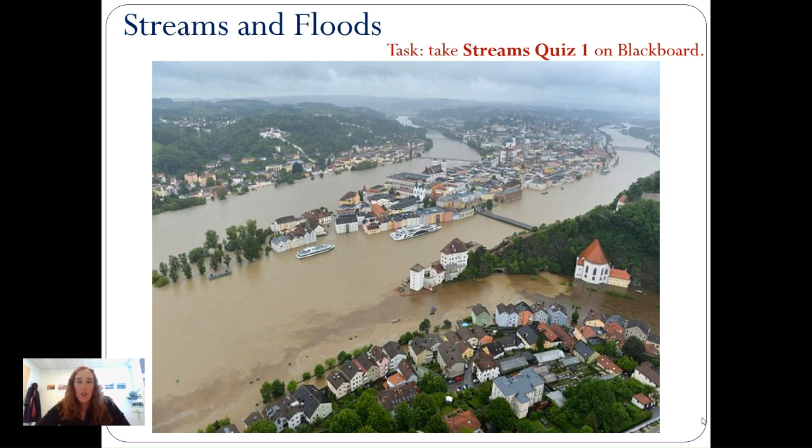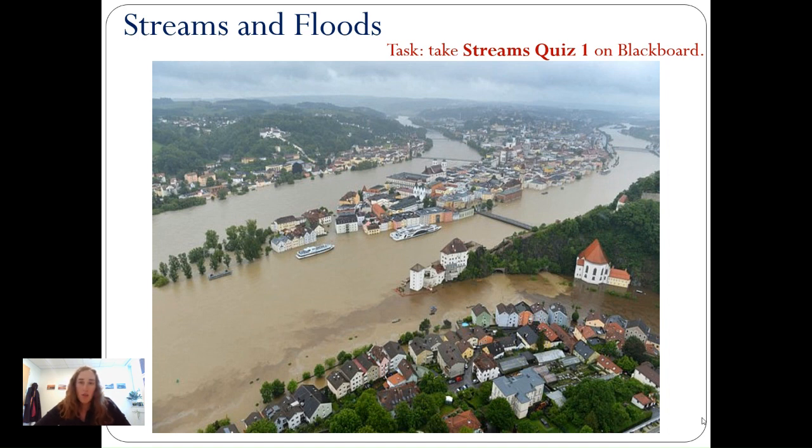So this week we're going to start out talking about the hydrosphere, or we will spend the entire week talking about the hydrosphere. This is broken into three sections. The first section will be streams, the second section is groundwater, and the third section is oceans. So we'll spend the entire week talking about water, or the hydrosphere.